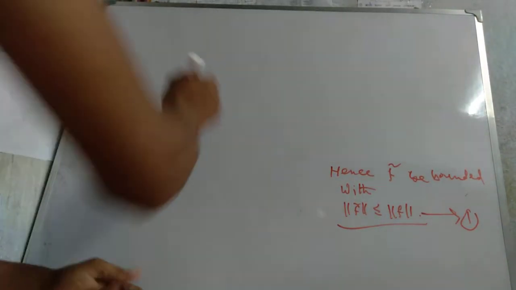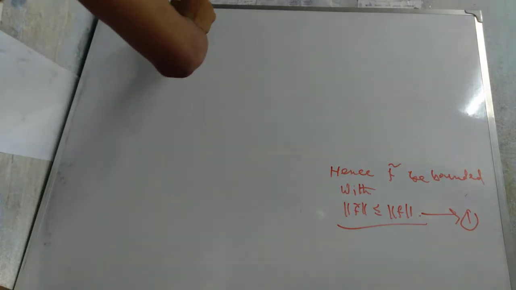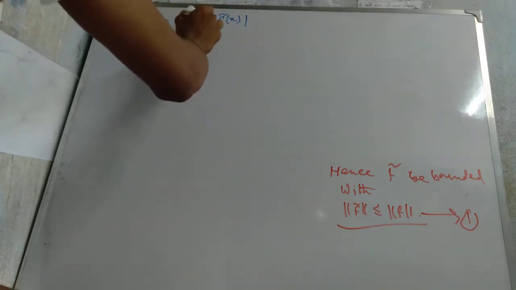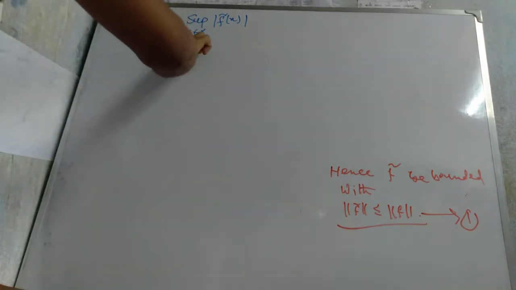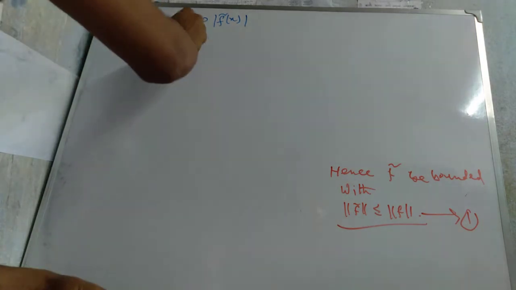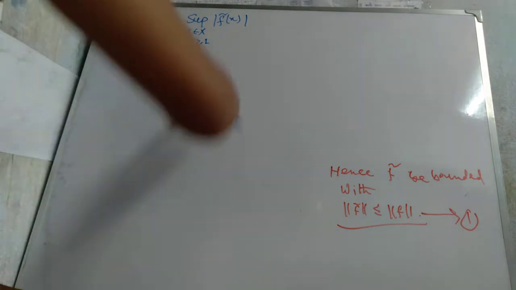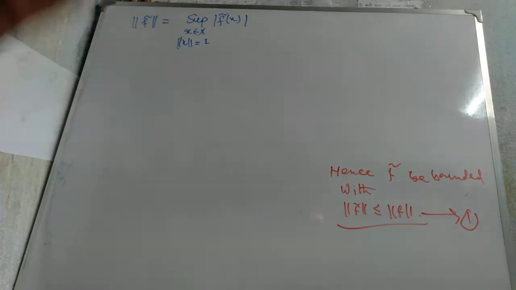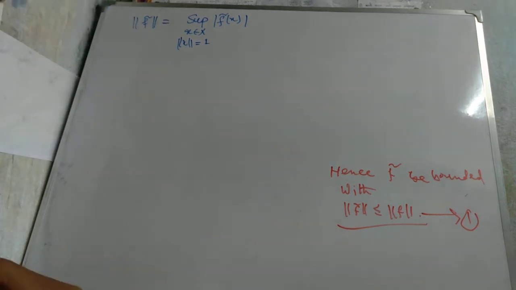So what do we find? We find that norm of f delta equals the supremum of |f delta x|, x belongs to X, x not equal to 0. Here, for |x| = 1, it is 2. Then this one is beta. The division by mod x is not needed here because this is 1.